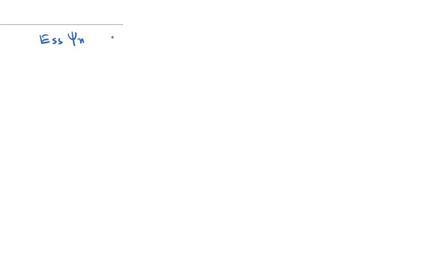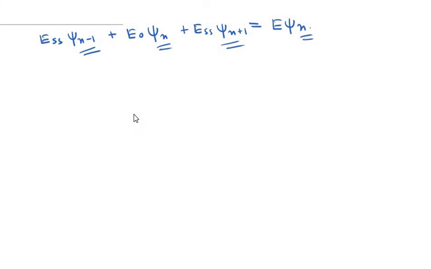ESS psi n minus 1 plus E0 psi n plus ESS psi n plus 1 equals E psi n. Now we basically replace all these values by this equation, psi n equal to A e to the power i k n A. A is basically the normalization constant. Since we have all these psi n's over here, this A basically cancels out, so I will not be writing this A anymore.